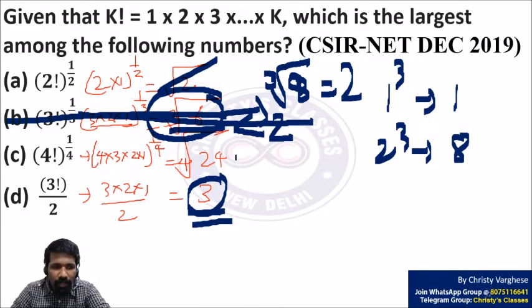Now only 2 options are remaining, option C and option D. Option C is what? 4th root of 24.